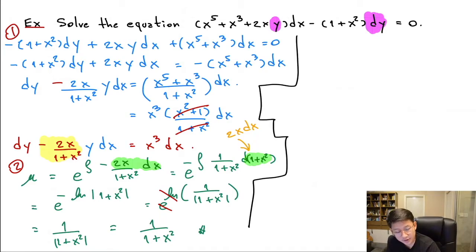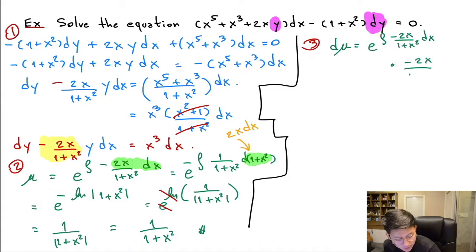The third step is to find d mu. I always do that as well. D mu is what? Because mu is this guy, d mu is actually e to the integral of minus 2x over 1 plus x squared dx times minus 2x divided by 1 plus x squared dx, which is mu times minus 2x divided by 1 plus x squared dx. That is d mu.